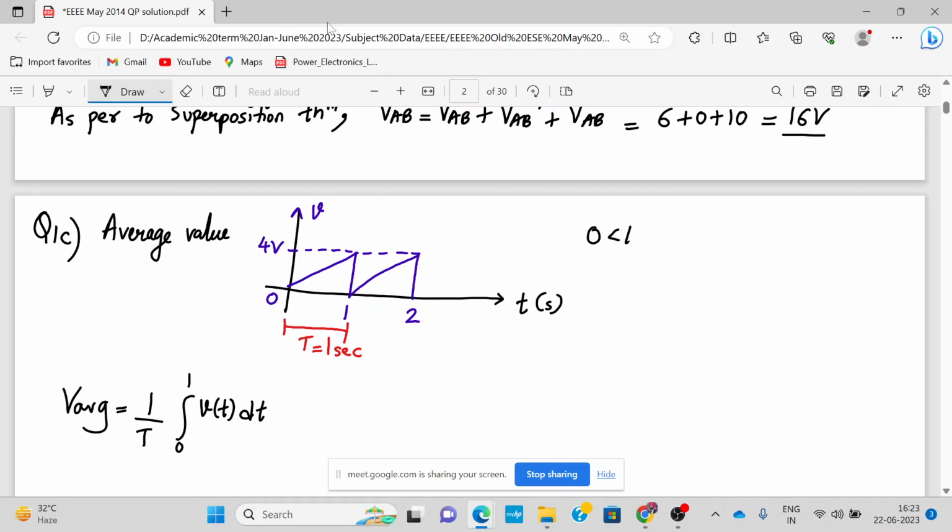From 0 to 1, if t goes from 0 to 1, the voltage is increasing at a constant slope, right? So the voltage is increasing at a constant slope of 4 volt per second. So can you tell me what will be the expression of V? What will be the expression of V?